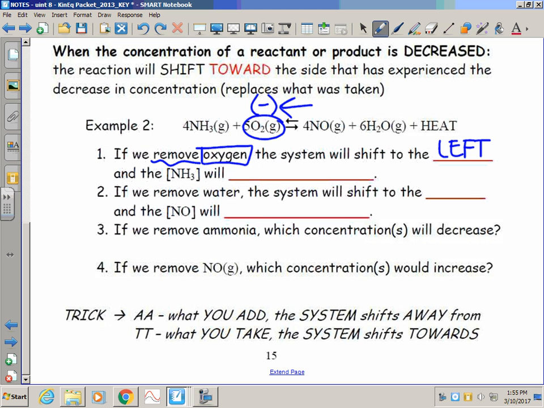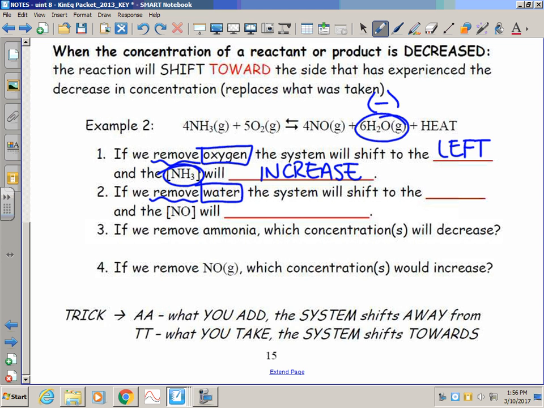If the system shifts to the left, the NH3 concentration, which is right here on the left, the system is shifting toward it, which means the NH3 concentration will increase. By replacing the O2, we're also going to increase the concentration of NH3, the other reactant. Next, stress. If we remove water, subtraction of water, take toward, the system is going to shift toward the right, toward the products.